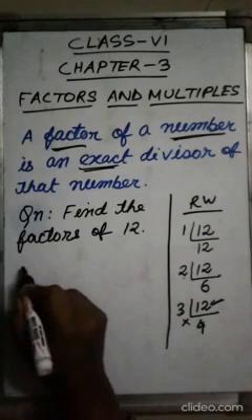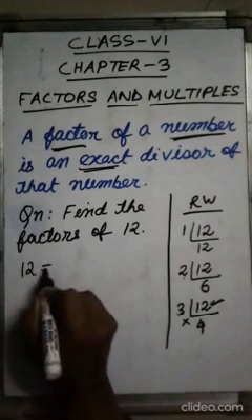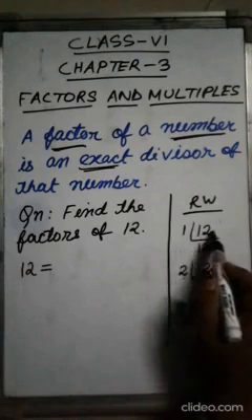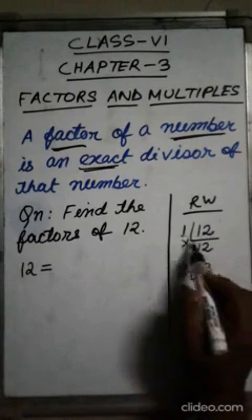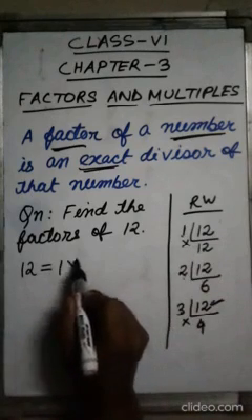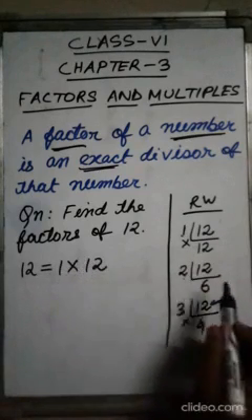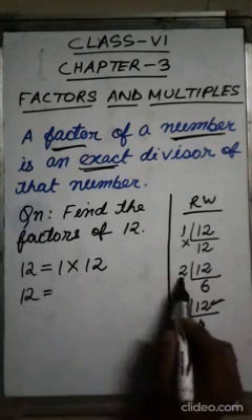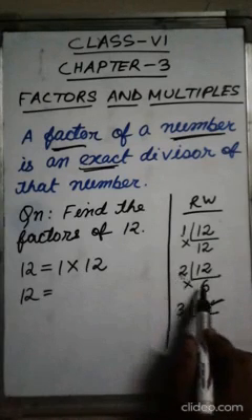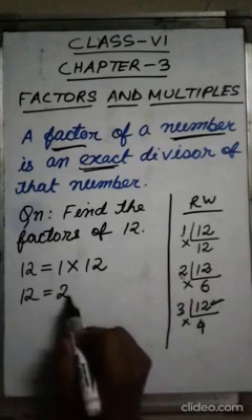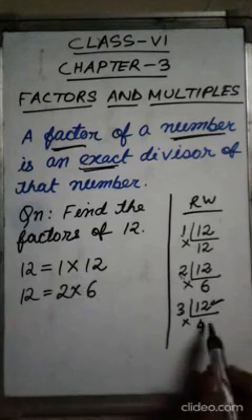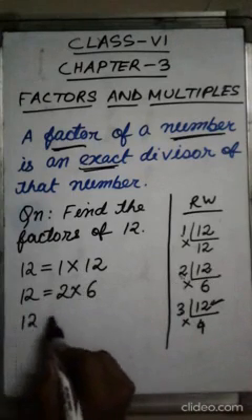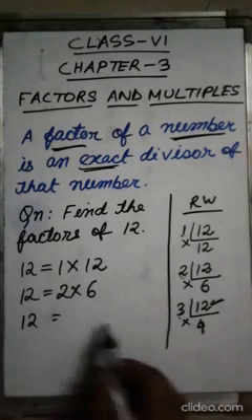Therefore, 12 is 1 into 12. Again 12 is 2 into 6. Again 12 is 3 into 4.